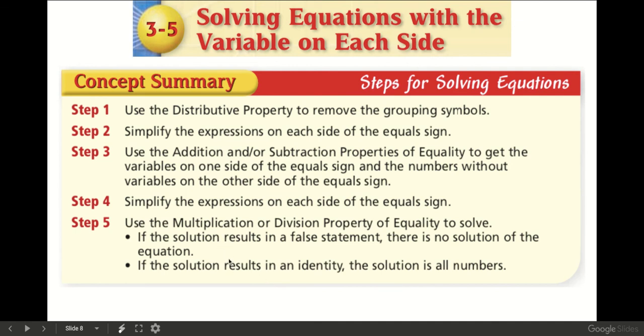And here are your two notes for the two possibilities. Every once in a while, you might get a problem that gives you a false statement, which means there's no solution. And then, or maybe you get an identity, which means that the solution is all real numbers. There are an infinite number of solutions because it's all the numbers, okay?